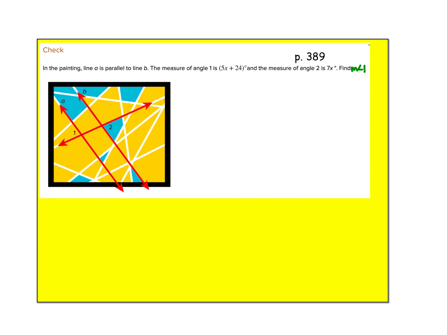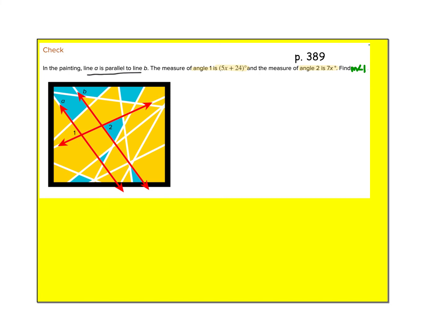All right, let's go to page 389 and try another one. It says in this painting here, line A and B are parallel. So that's important. This only works for parallel lines. It says the measure of angle 1 here is 5x plus 24, and the measure of angle 2 is 7x. So I'm going to kind of underline that.